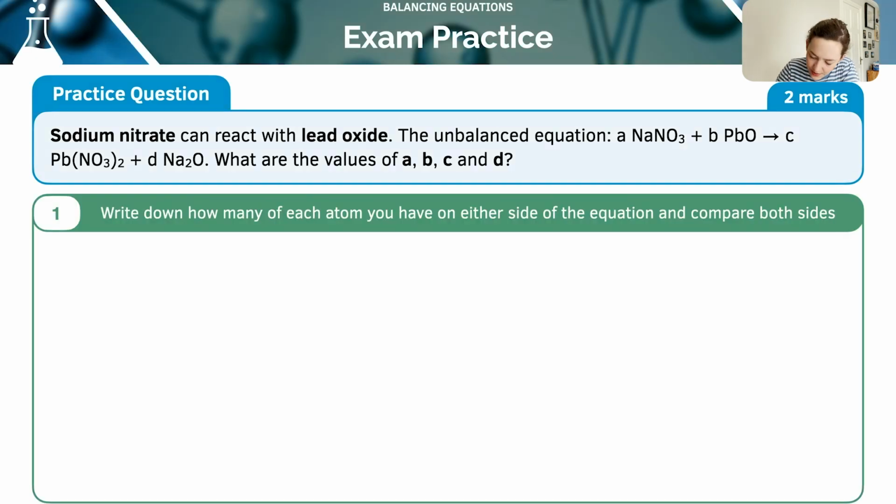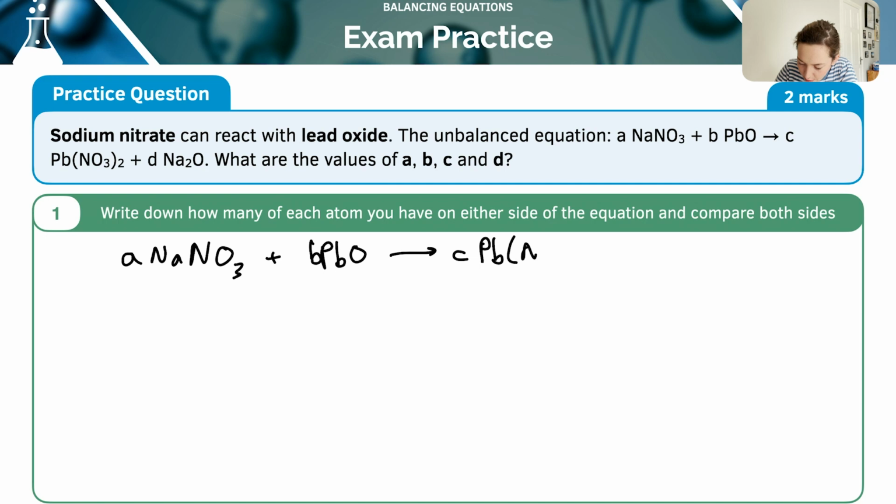First thing I'm going to do is to rewrite that equation because it's going over a change of line, which is making it slightly difficult for me to interpret it. So B PbO, C PbNO3 2, and D Na2O. Okay, and I might go over some of these with maybe a different colour just to make that easier for me to see.